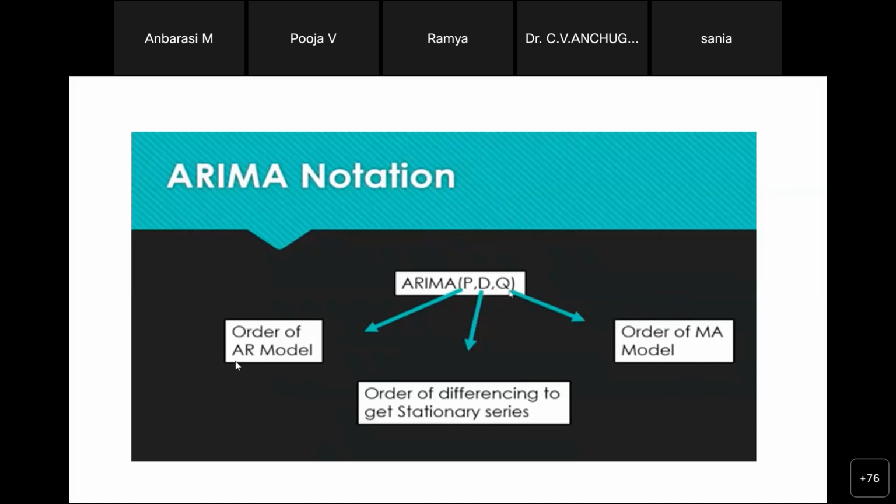Here, if I want to calculate the order of AR, we will use the partial autocorrelation function. For moving average, we will use the autocorrelation function. Based on this, we will develop a model.